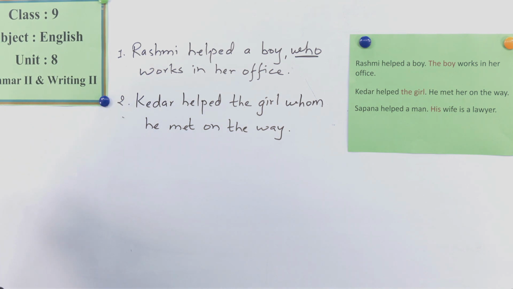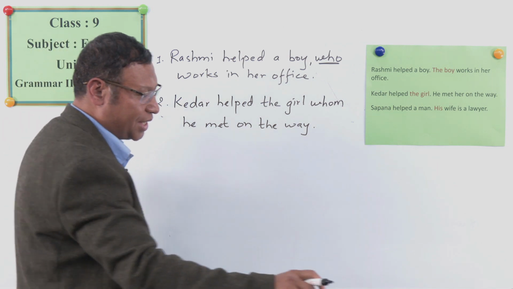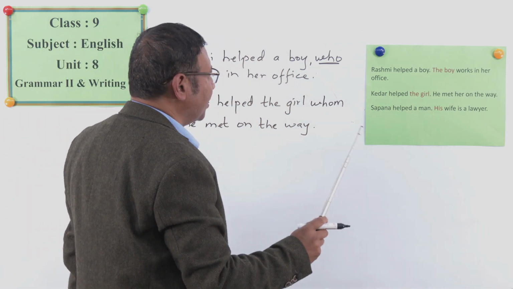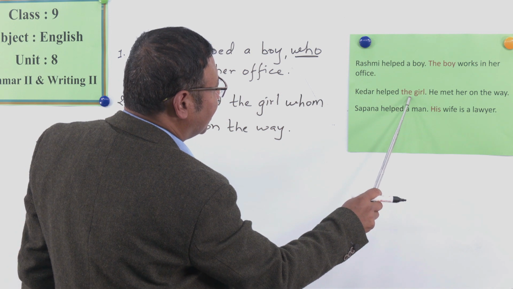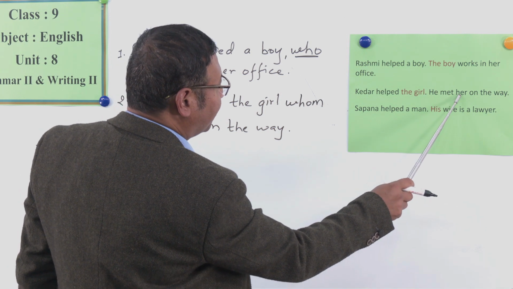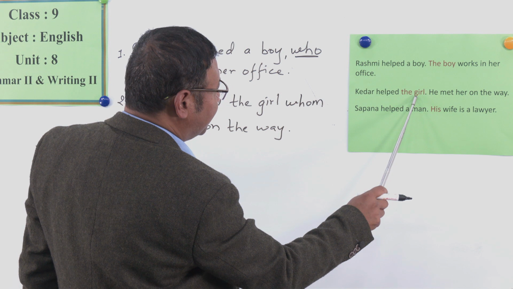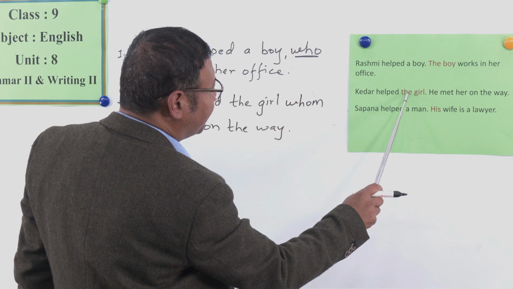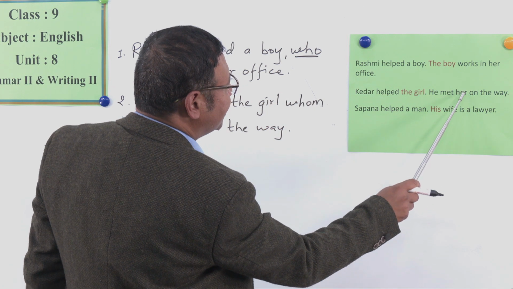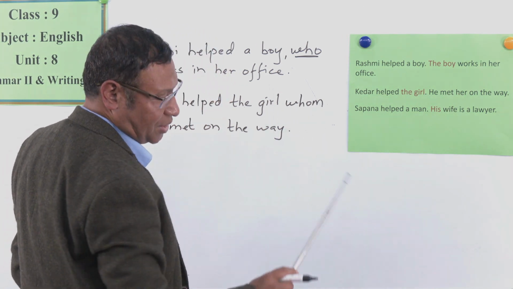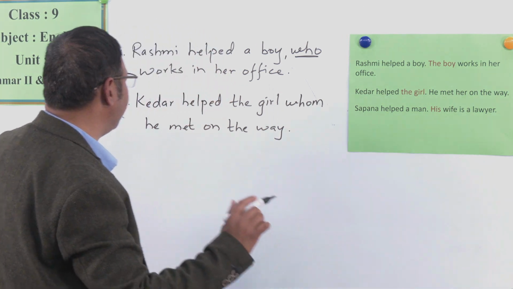So what you have to understand is that here the idea is that this girl has been taken as "her". The pronoun for the girl is "her", and therefore we have to replace this "her" with "whom". In this way, it is in the objective form.